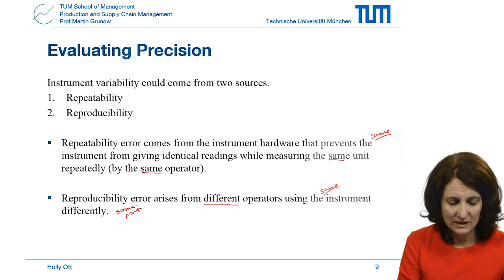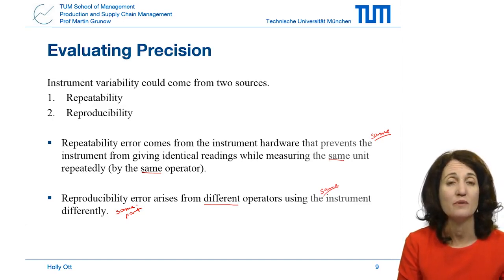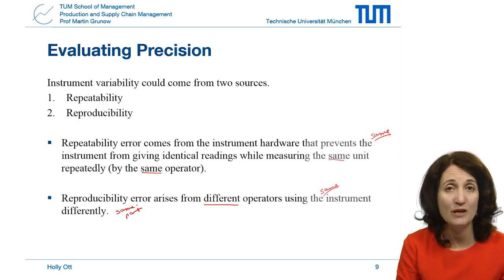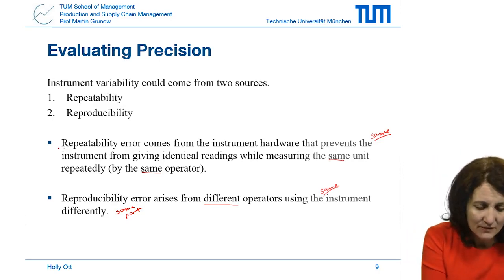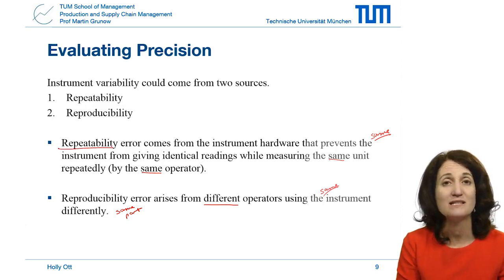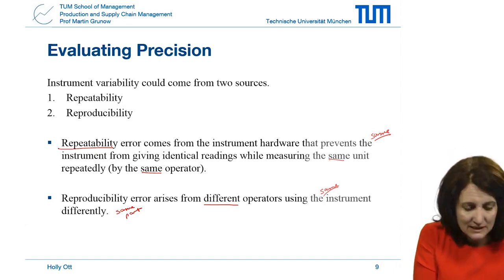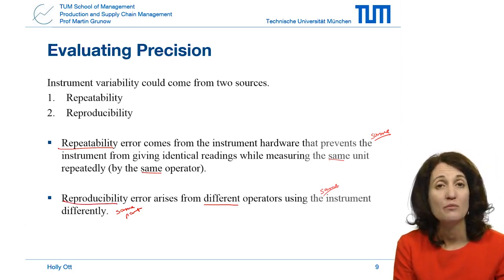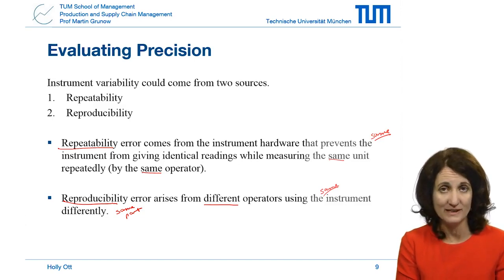Repeatability error and reproducibility error are going to be quantified by standard deviations of readings. Repeatability error is estimated by the standard deviation of readings from the instrument taken repeatedly on the same unit by the same operator, whereas reproducibility error is quantified by the standard deviation of the readings taken by different operators on the same unit.